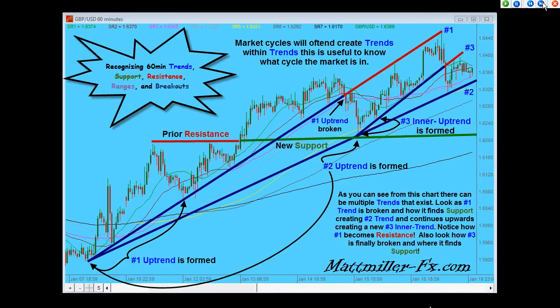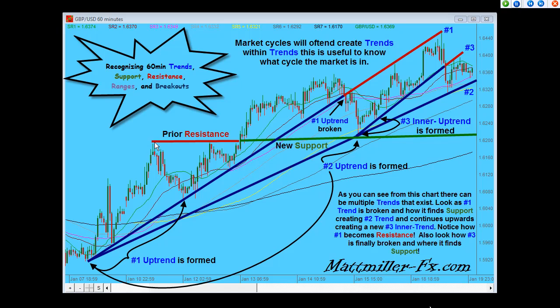So let's move on to the next one, and this is trends within trends. So you can see here, price started up. We got our first trend line set right here, trend line number 1. And we kind of played along this until we finally broke it. And you can see that when we broke it, came back up, tested it as resistance, and we came down into this area here.